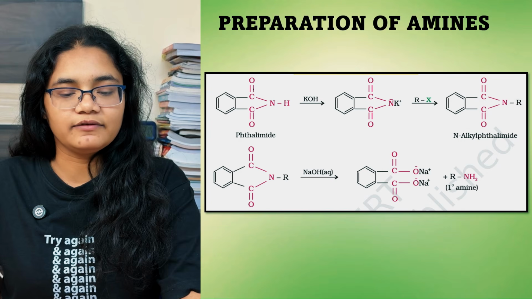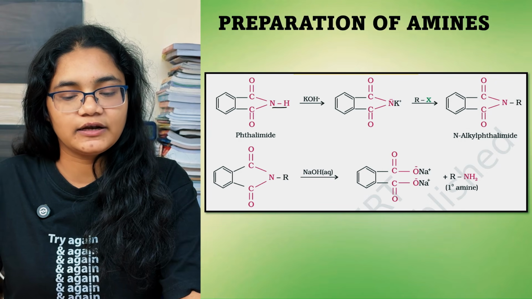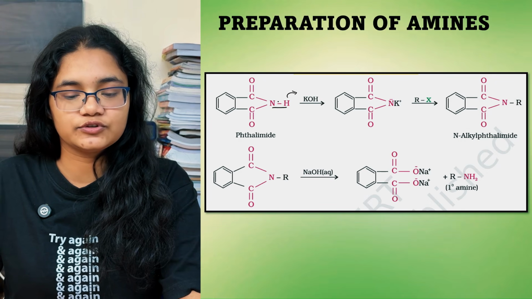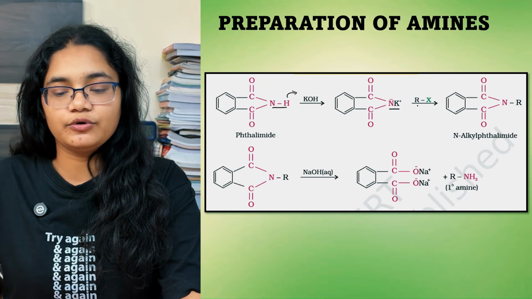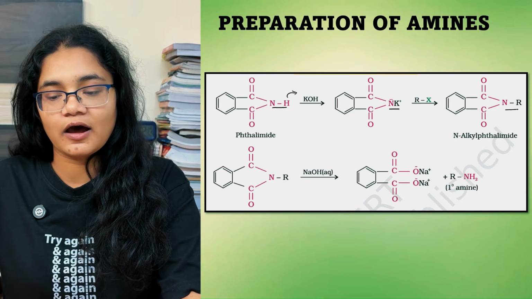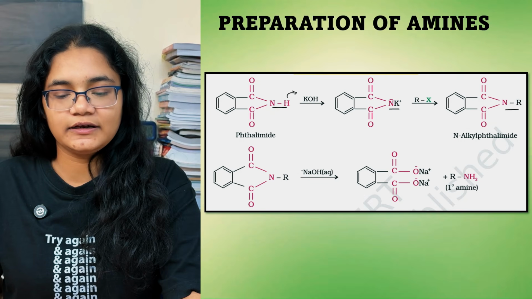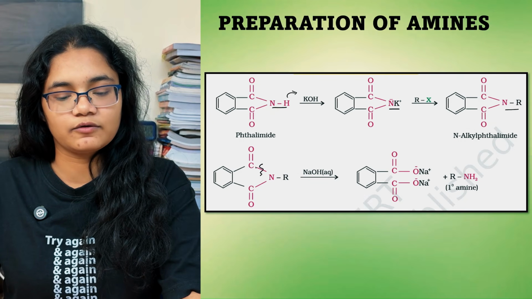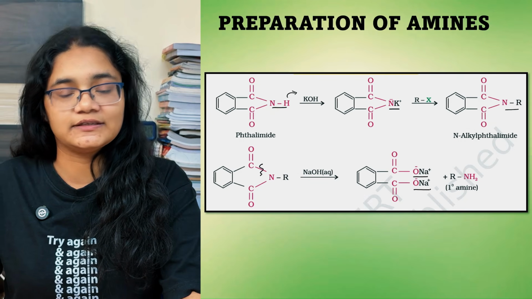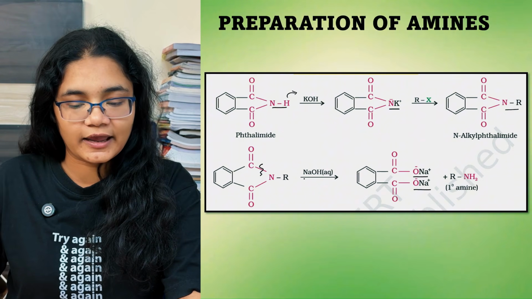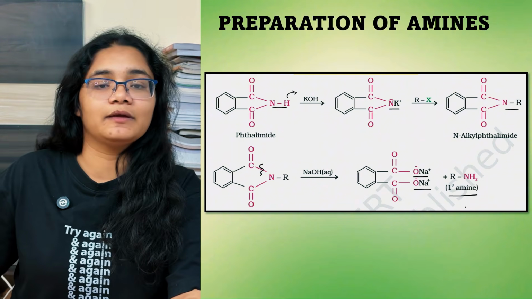Now we'll talk about Gabriel phthalimide synthesis, the last method. So here what we have is phthalimide like this. Okay, then you treat it with KOH. So this H goes, you get N- and K+. You treat it with RX, so you get NR here. After that, you hydrolyze it with NaOH. So what will happen? This bond will break. You get COO- and COO-. And here RNH2 is formed and this is a primary amine.